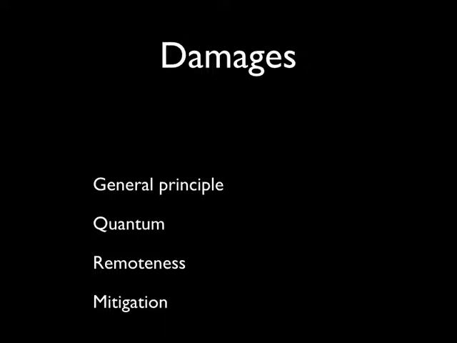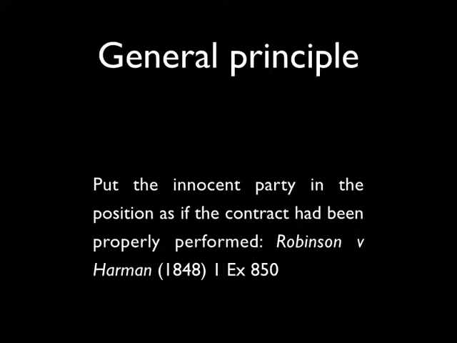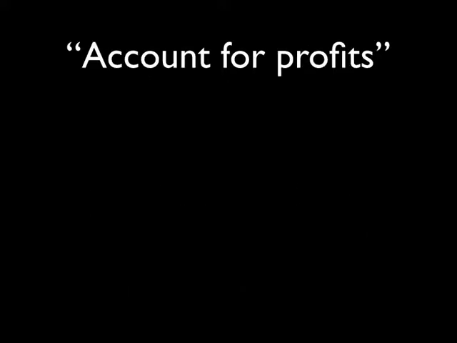The general principle is that damages should put the innocent party into the position in which they would have been had the contract been properly performed. See the case of Robinson and Harmon. In other words, the claimant should get as damages what they have lost as a result of the breach. Unless circumstances are exceptional, account for profits is not available as a remedy.